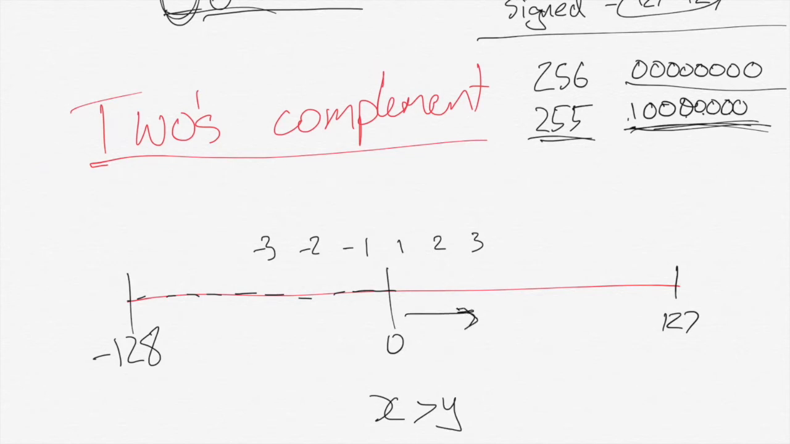But this is very difficult, certainly for primary school kids, if you ask the question of negative 3 and negative 1, which one's bigger? Now, we all know that negative 1 is bigger than negative 3 because it's to the right on the number line, but that's a fairly difficult concept to understand. And 2's complement actually changes the way that we think about those numbers.